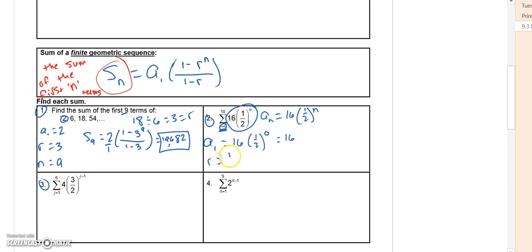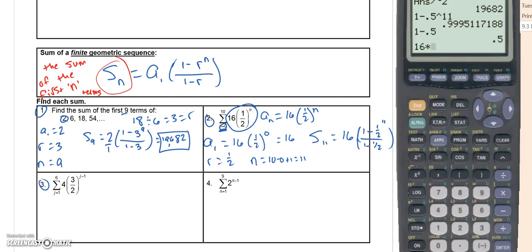The r value is 1/2, right? That's my r value in there. And what else do I need? Number of terms. For the number of terms, we take the top index number minus the bottom, and I always add 1. So my formula is going to be: the sum of the first 11 terms is the first term times 1 minus my r value, which is 1/2 to the 11th, over 1 minus 1/2.